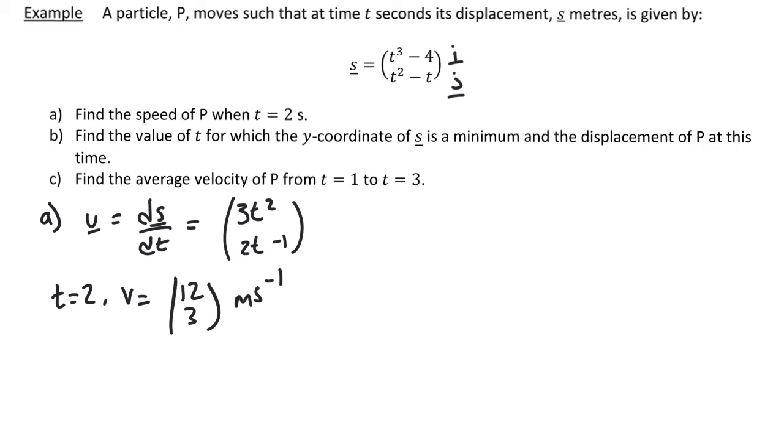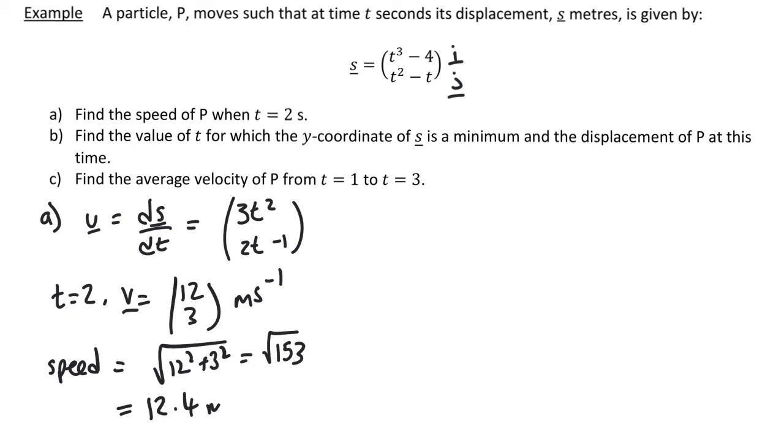So that's the velocity. Then to work out the speed, it's the magnitude of the velocity, so it's going to be the square root of 12 squared plus 3 squared, which is the square root of 153, which is 12.4 meters per second. Part B, find the value of t for which the y coordinate of s is a minimum and the displacement of p at this time.